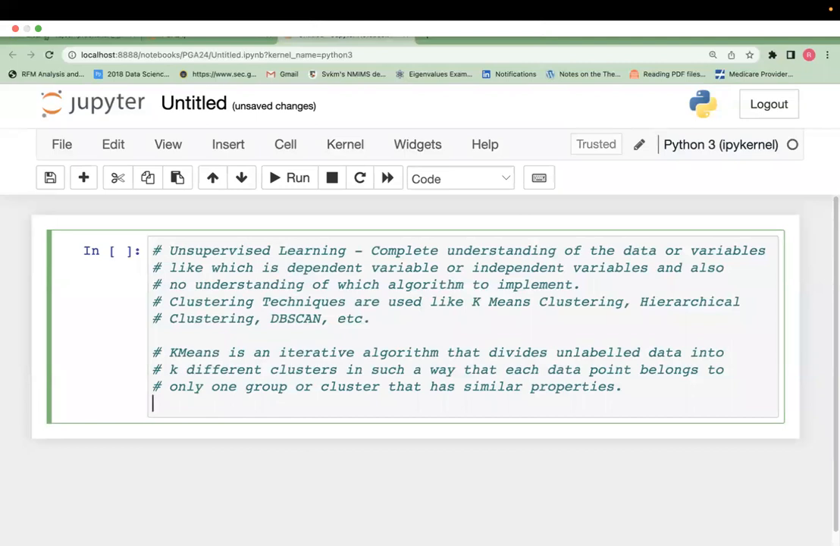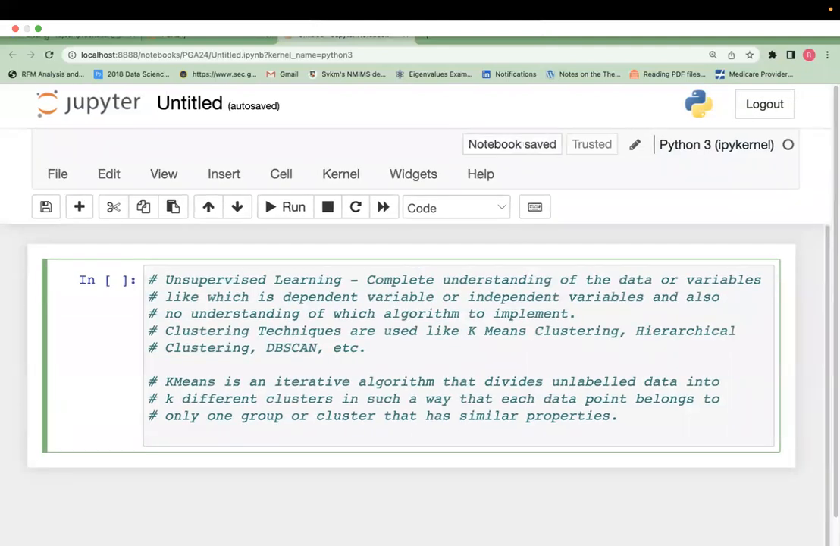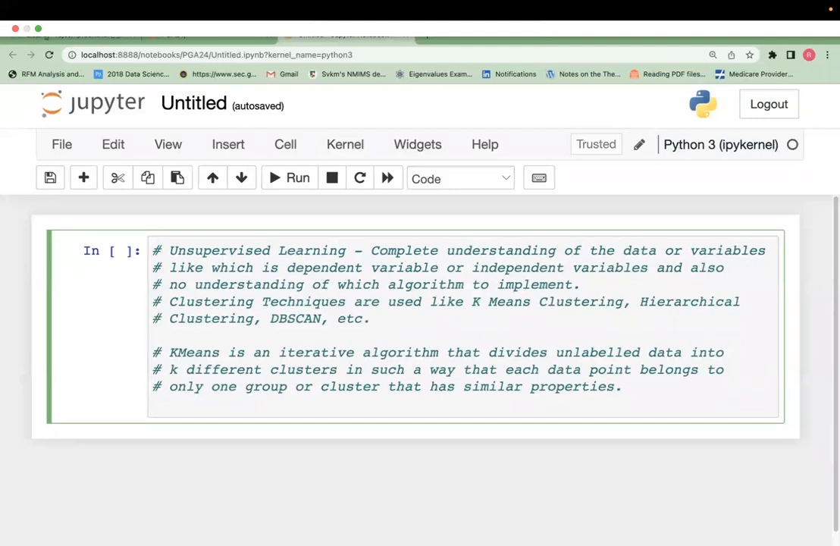Now, how is similarity determined? Based on distance. Closer the distance, more similar the observations. So this is a distance-based algorithm. Clustering is a distance-based algorithm. So closer the distance, more similar the observation. That is how the grouping will be done.